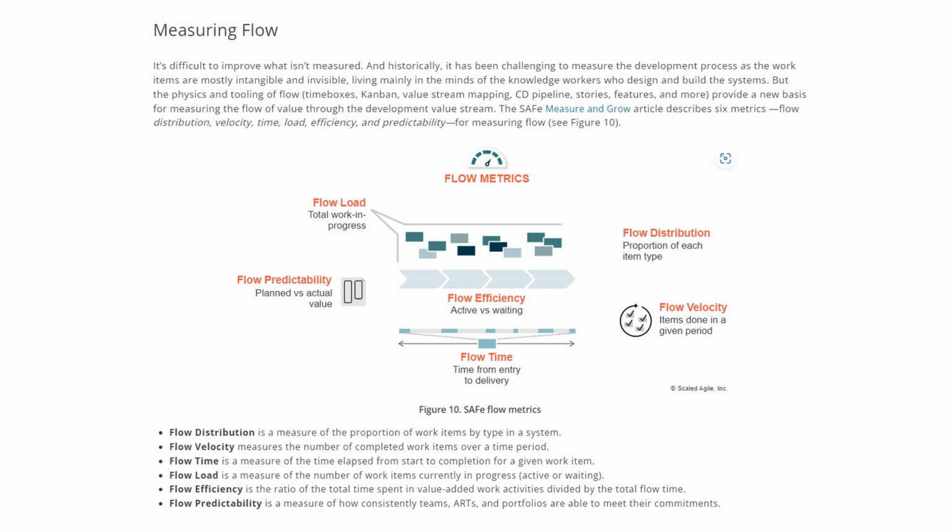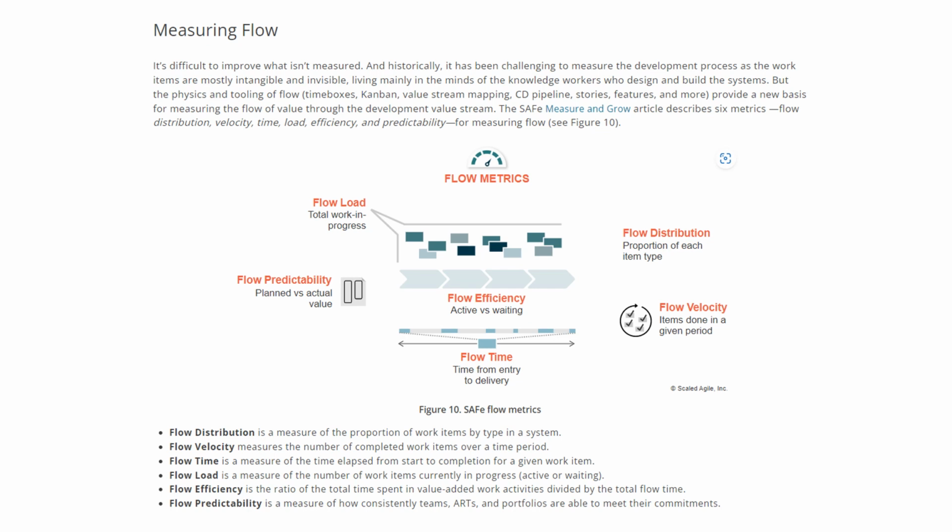Historically, it has been challenging to measure the development process as the work items are more intangible and invisible, living mainly in the minds of knowledge workers who design and build the systems. But the physics and tooling of flow, like time boxes, Kanban, value stream mapping, CD pipeline, stories, features, and more, provide a new basis for measuring the flow of value through the development value stream.